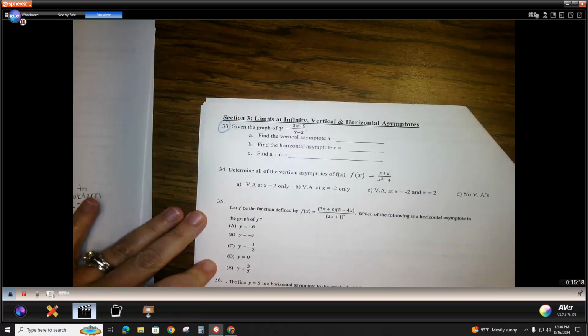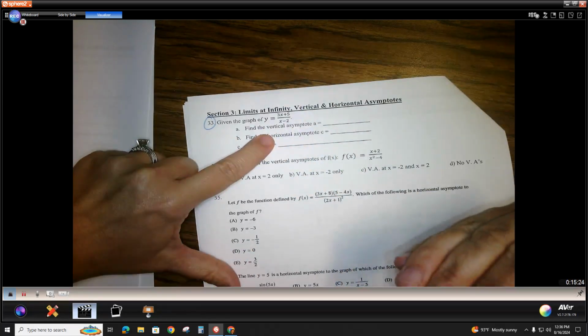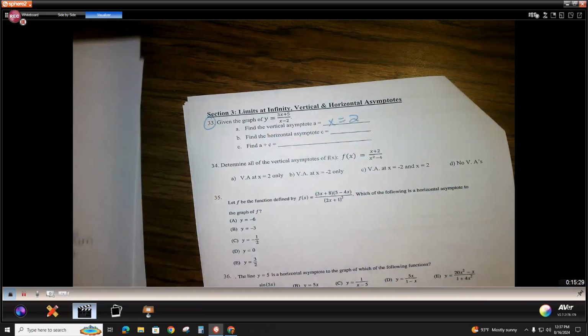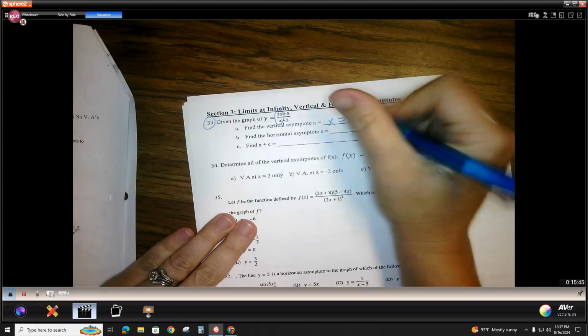Okay, number 33. Find the vertical asymptote. Vertical asymptote, always think about the denominator equal to 0. So my vertical asymptote here is going to be x equals 2. When I set that equal to 0, it would be 2. My horizontal asymptote, we always think top heavy, bottom heavy are the same. Since these guys are the same degree, we're going to divide the leading coefficients. And so the horizontal asymptote is going to be 3. Oh, and then it's saying find A plus C. Oh, we're just adding them together. So that would be 5.